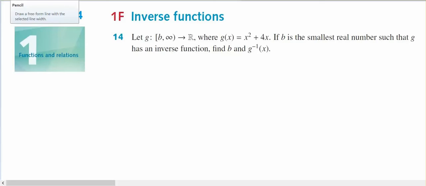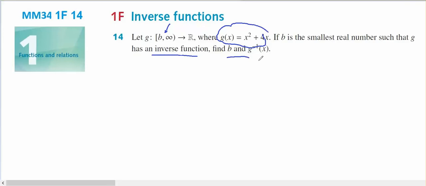This is for Year 12 Methods Functions part of Chapter 1. It's 1F Inverse Functions, question number 14. So in question number 14, I've got g of x with a restricted domain from b to infinity, where g of x is this parabola. Find, if b is the smallest real number such that g has an inverse function, the value of b, and find the equation of the inverse.